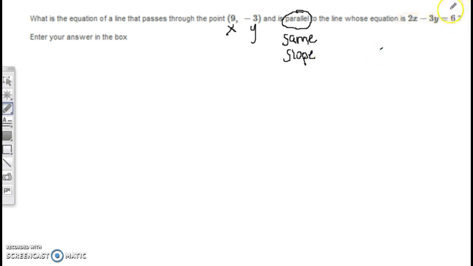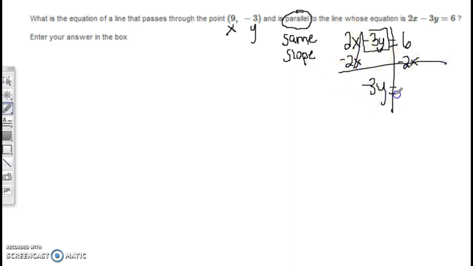And then we have this equation. Unfortunately, I can't just look at this equation and pick out the slope because it's not in slope-intercept form yet. So the very first thing I need to do is take this equation and put it in slope-intercept form. That means I need to solve it for y. So I'm going to start off by minusing 2x from each side.